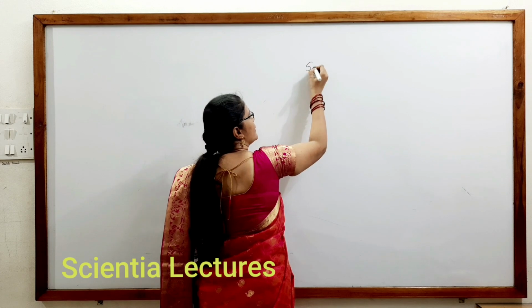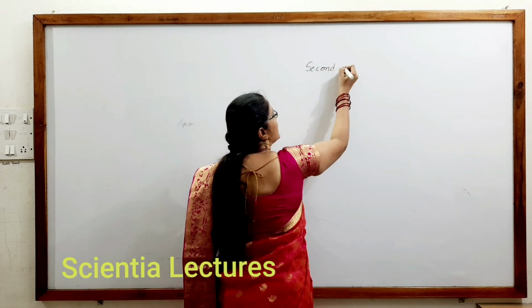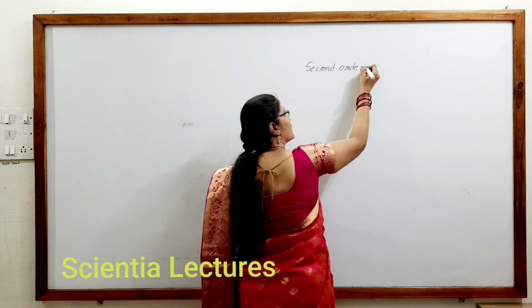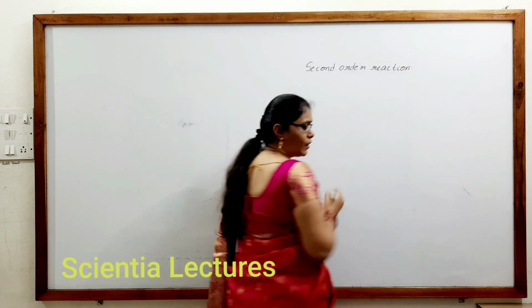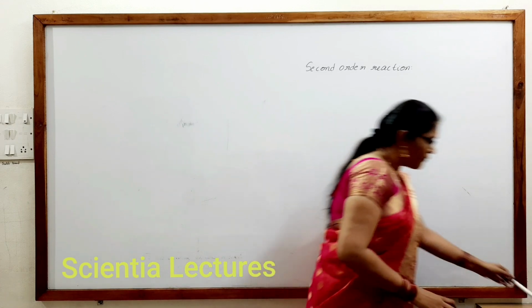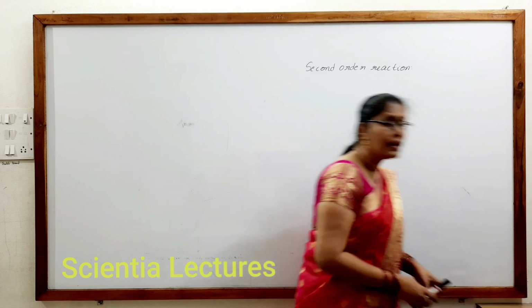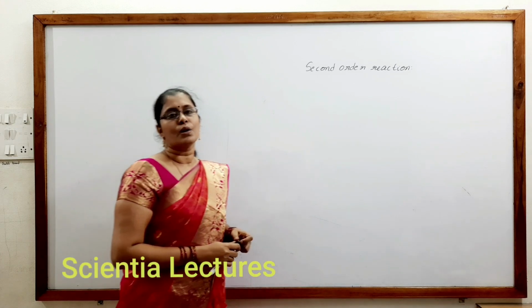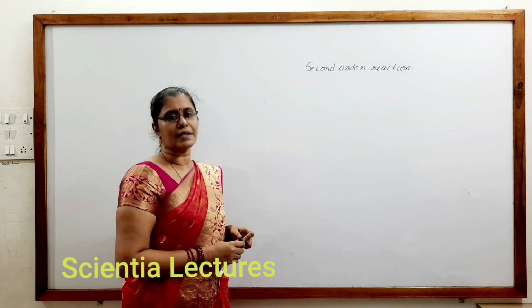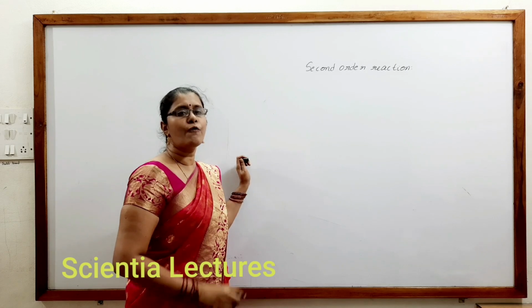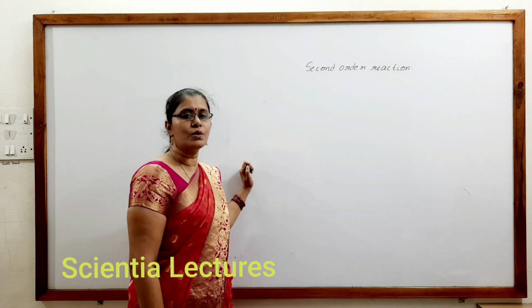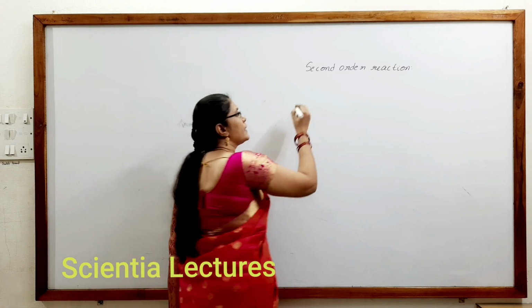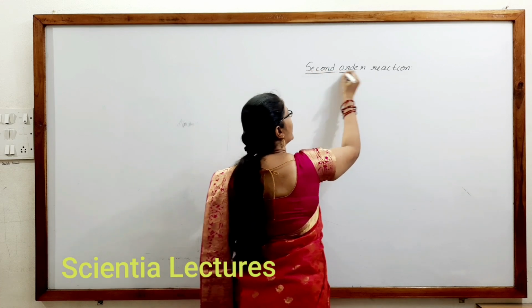Now let us see what is meant by second order reaction. A second order reaction will have the rate of reaction influenced by the concentration of two reactant molecules. That is, the sum of powers of concentration terms must be equal to 2. Then it is considered to be a second order reaction. There are two kinds of second order reaction.